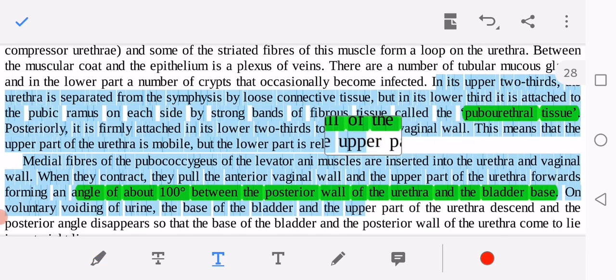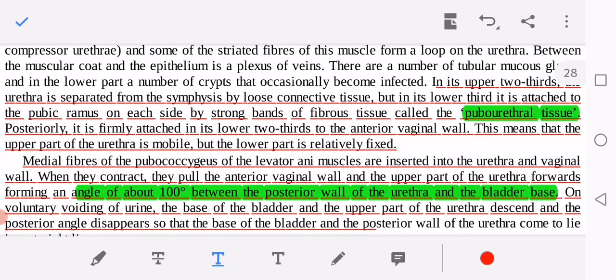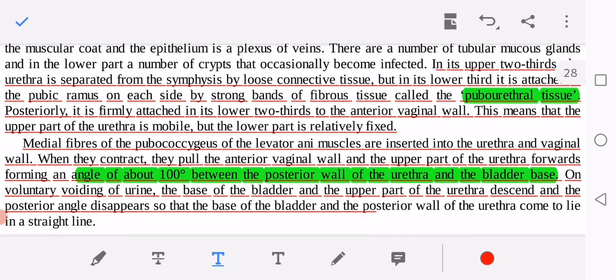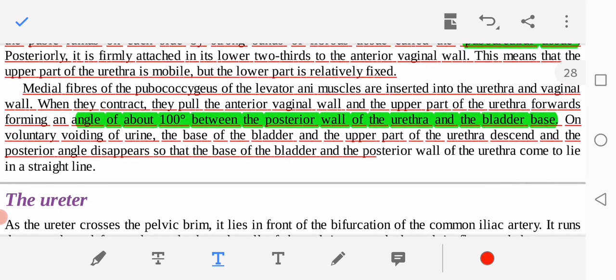Okay, in its upper two-thirds, the urethra is separated from the symphysis pubis by loose connective tissue, but in its lower third, it is attached to the pubic ramus on each side by strong bands called the pubourethral tissue, and posteriorly it is firmly attached in its lower two-thirds to the anterior vaginal wall. This means that the upper part of the urethra is mobile, but the lower part is relatively fixed. So the medial fibers of the pubococcygeus muscle are inserted into the urethra and the vaginal wall. When they contract, they pull the anterior vaginal wall and the upper part of the urethra forward, forming an angle.